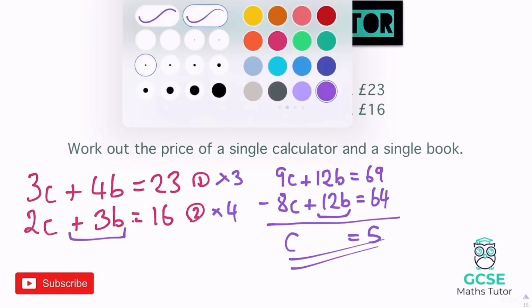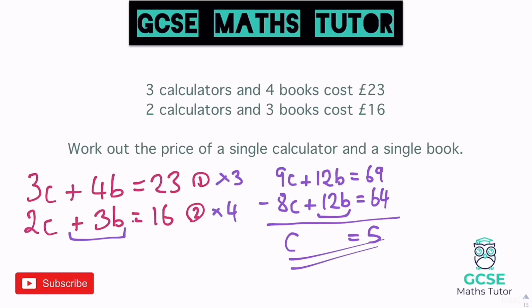And then we just need to sub that back into one of these equations. Again, I'm going to pick equation 1, I think. We could do either one here, but I'm going to pick equation 1. So if C is 5, we have 3 lots of C, or 3 lots of 5, add 4B, and that equals 23. There we go.